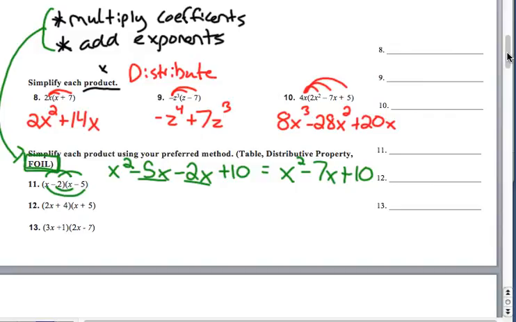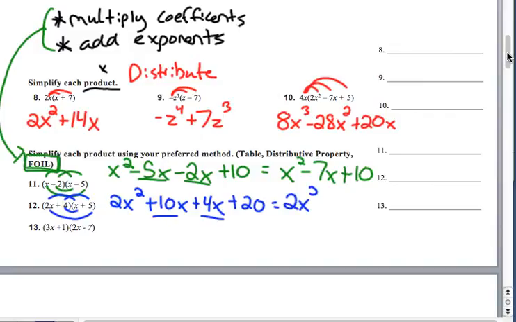This next one, same thing, FOIL process. 2x times x is 2x squared. 2x times 5 is 10x. 4 times x is 4x. 4 times 5 is 20. And then, of course, we want to combine our like terms. So we combine those two middle terms to give us 14x and write our final answer just like that.